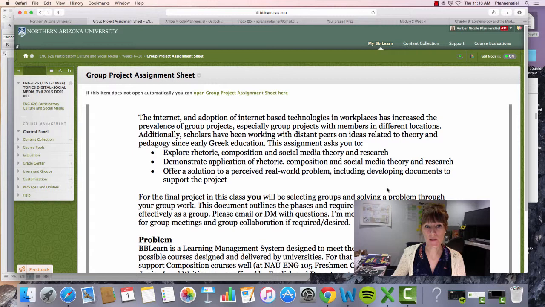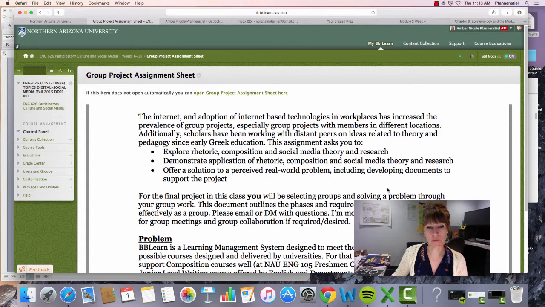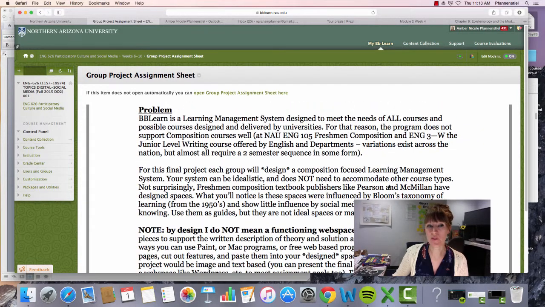It goes through what I'm expecting, what we've done so far, and what you need to do in the future. The problem that you're dealing with specifically in this particular case is a learning management system. So we use BB Learn here at NAU, and it's designed to meet the needs of all courses and all possible courses that could be designed.